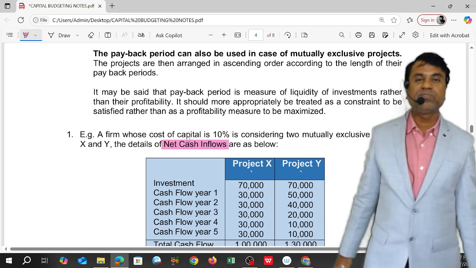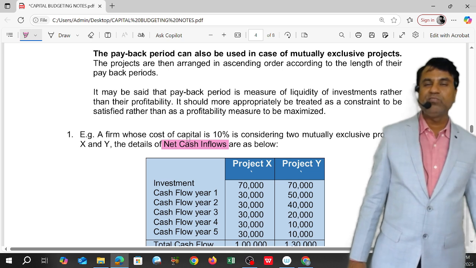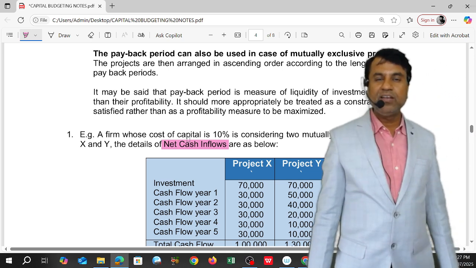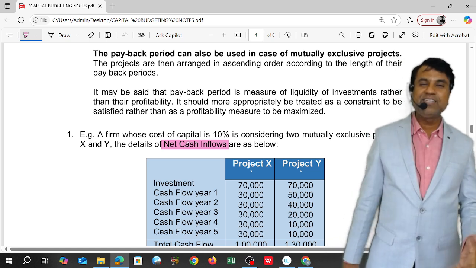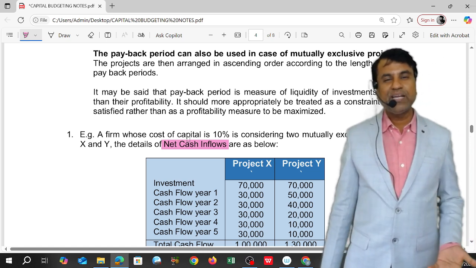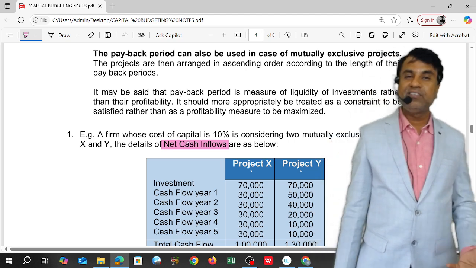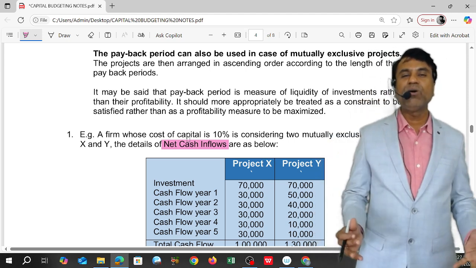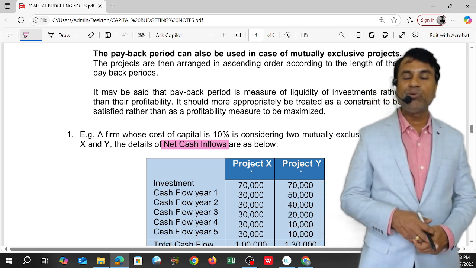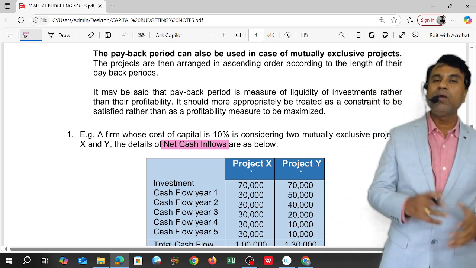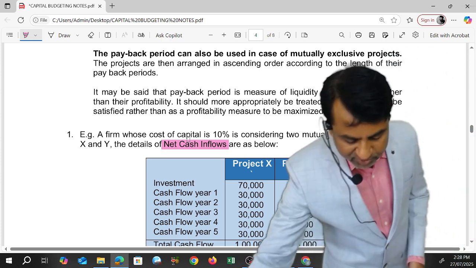A firm whose cost of capital is 10% is considering two mutually exclusive projects. So what is mutually exclusive? I told you in the first lecture that in a toss of a coin, if head is there, tail will not be there. In a throw of a dice, let's say number 3 is there, so other numbers are automatically absent. And in a shuffling of cards, if one card is drawn randomly, the remaining 51 possibilities are automatically rejected. That is all about mutually exclusive events. So of two projects, only one can be selected.